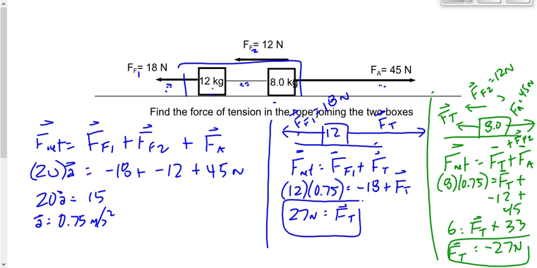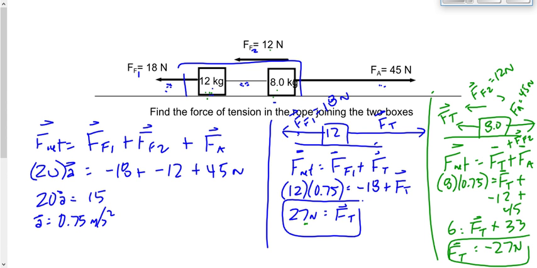Now, we do get a negative and a positive, right? Of course, we have to expect that difference. And listen, I don't care which one you give me. Tension of the rope is technically a magnitude thing, so we would say it's 27. But if you make it negative 27, that's fine. I'm not going to take off marks for that.